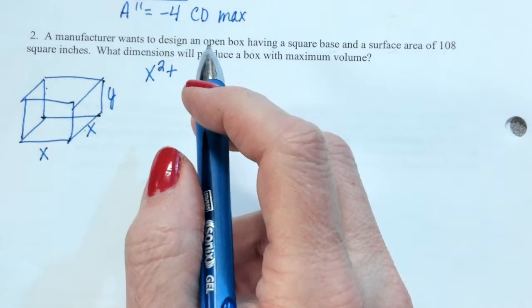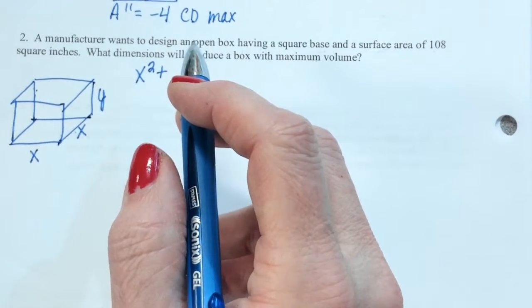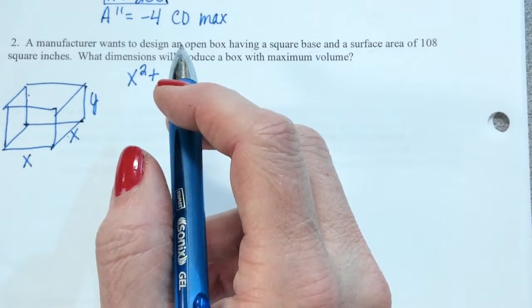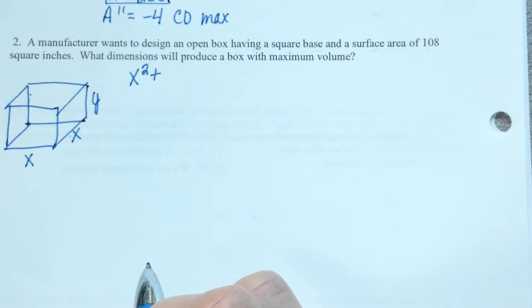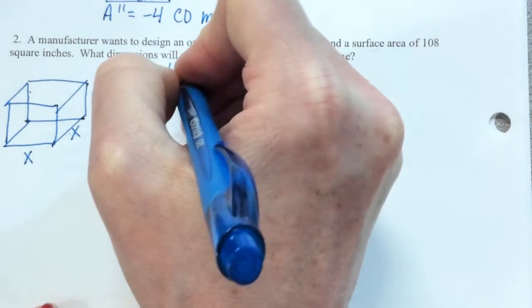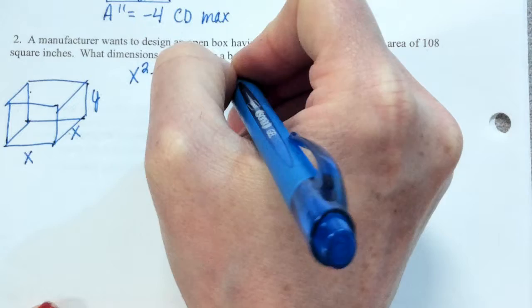Think of the room we're in, guys. The front is x times y. The side wall is x times y. The back wall is x times y. So what is it going to be? Plus, is it 3 or 4? 4xy. Has to be 108.